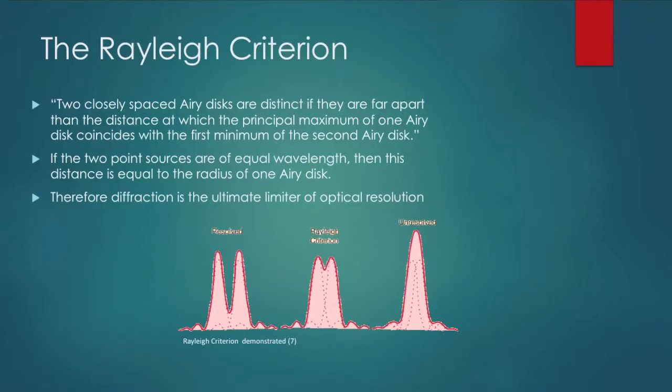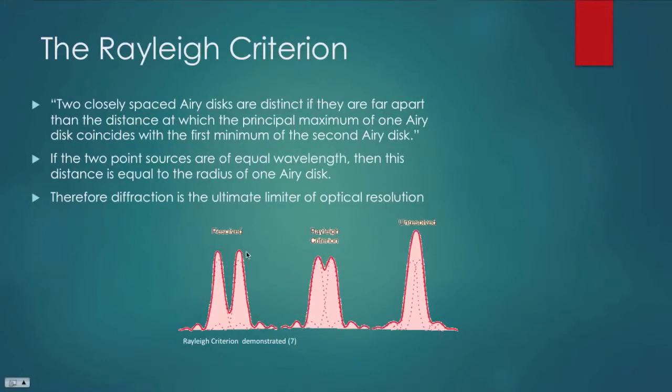As you can see here, as described by Rayleigh's criterion, two closely spaced Airy disks are distinct if they are further apart than the distance at which the principal maximum of one Airy disk coincides with the first minimum of the second Airy disk, as demonstrated by the graph below.